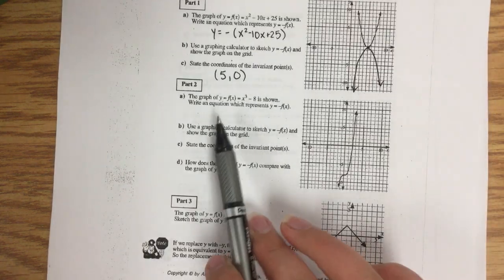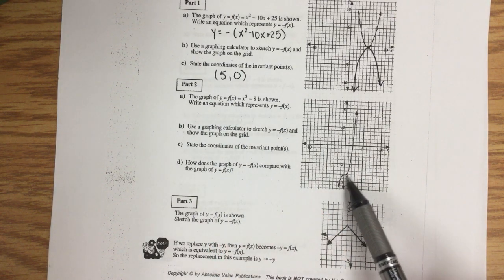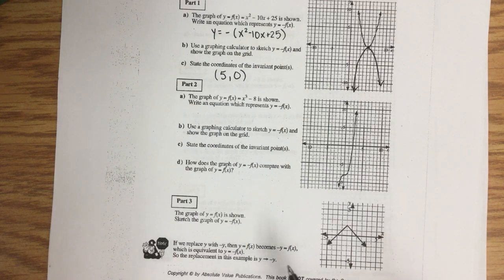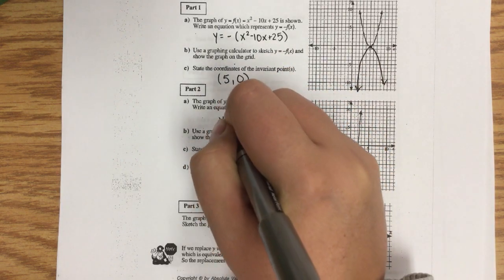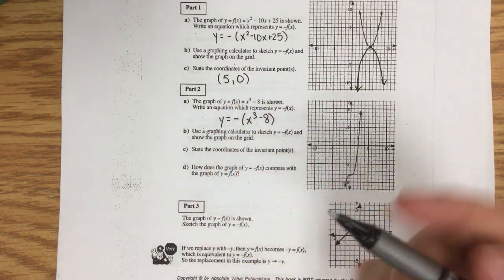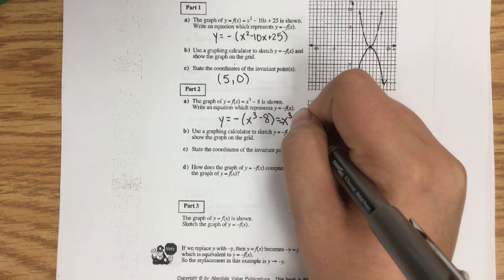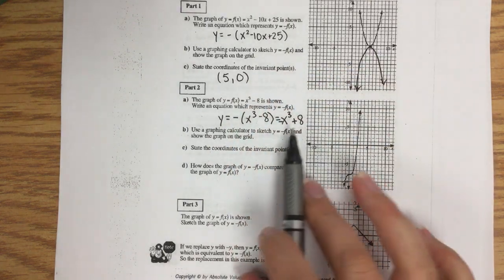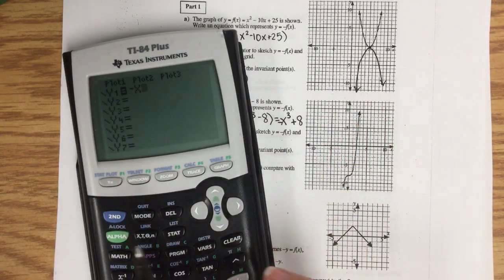In part 2, the graph of y equals f of x equals x cubed minus 8 is shown. So a cubic type graph, this little squiggly shape. Write the equation which represents y equals negative f of x. Well, y equals negative, x cubed minus 8, that would be acceptable. We should distribute that to show negative x cubed plus 8, so negative times the negative, and type that in. Use a graphing calculator to sketch and show on the grid. So negative x cubed plus 8.